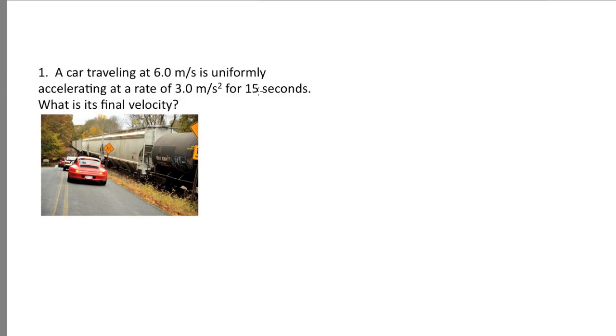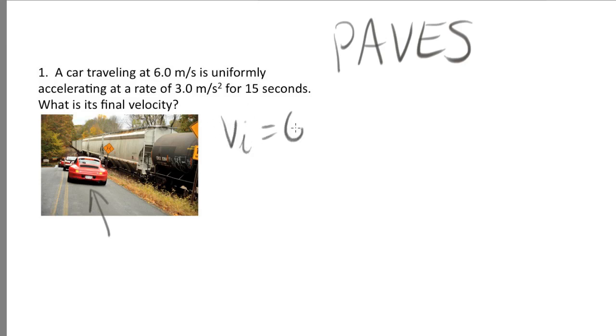A car traveling at 6 meters per second is uniformly accelerating at a rate of 3 meters per second squared for 15 seconds. What is its final velocity? Well, we're going to use our PAVE method. So we have our picture. Well, I have a nice picture there, a lot better than I can draw. Axes, it's going in this direction. Variables, well, what do we have? We have our 6 meters per second, that would be our initial speed. That's what it's initially going. Uniformly accelerating at a rate of, that's the acceleration. Also check the unit, that's the unit of acceleration, 3 meters per second squared. And then we also have 15 seconds, which is a time.